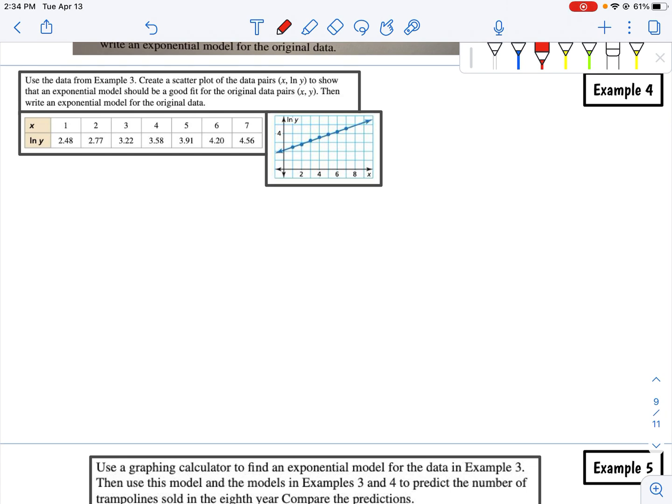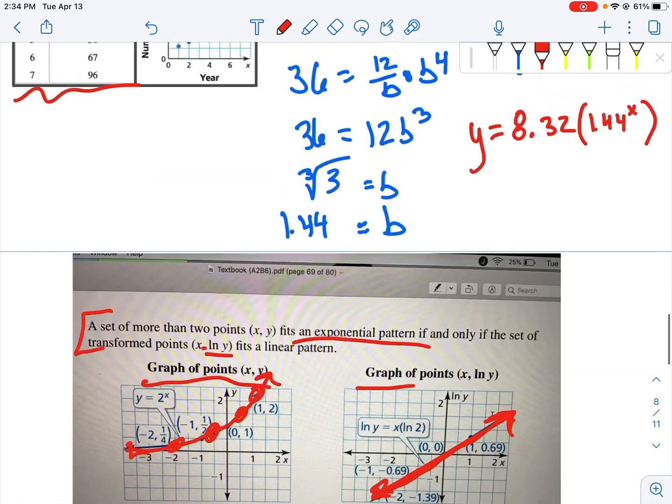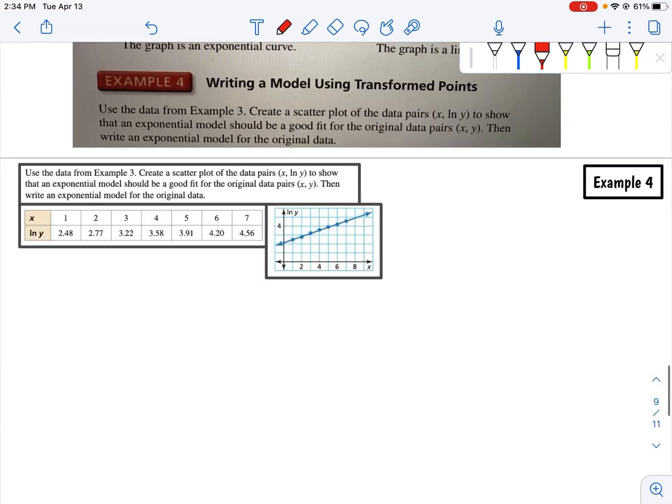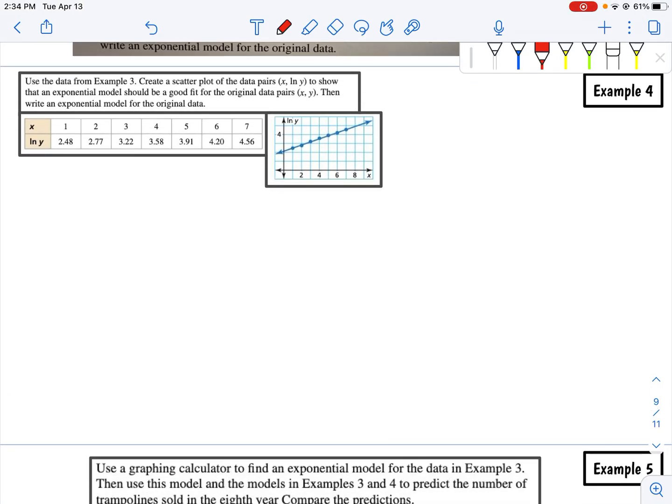So, let's see, is this our example? Yeah, it is our example. This is the last example, and I'll just wrap up with a few things and I'll get you out of here. Use the data from example 3 from here. Create a scatter plot of the data points (x, ln of y) to show that an exponential model should be a good fit for the original data pairs (x, y). Then write an exponential model for the original data.